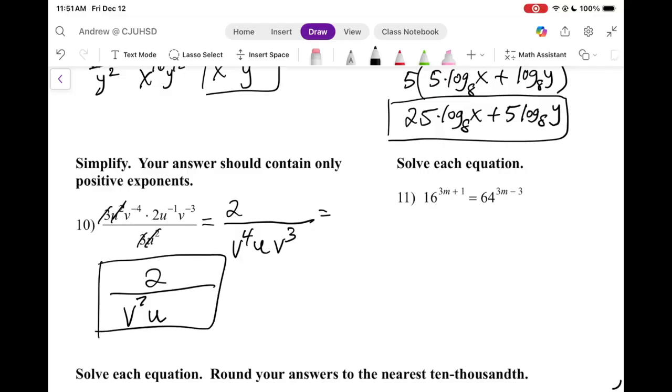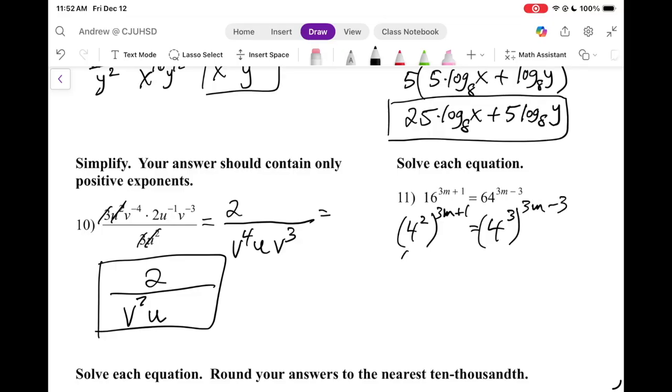On number 11, we're going to solve that one without logs. So we need to express both sides as bases, the same base. Now you could do 16. Well, no, you couldn't do 16 because 16 squared is big. It's like 256. So I guess you have to go back to 4.